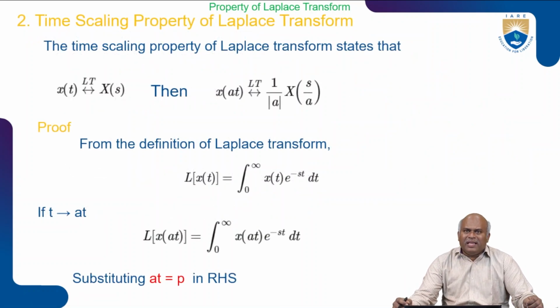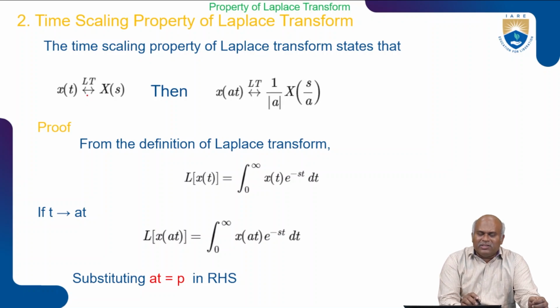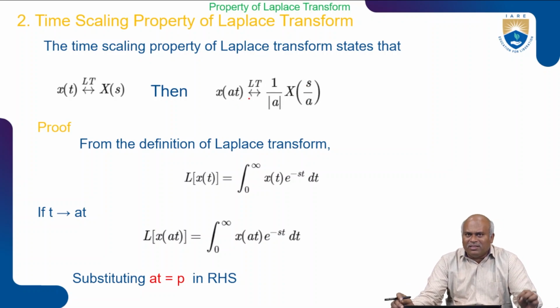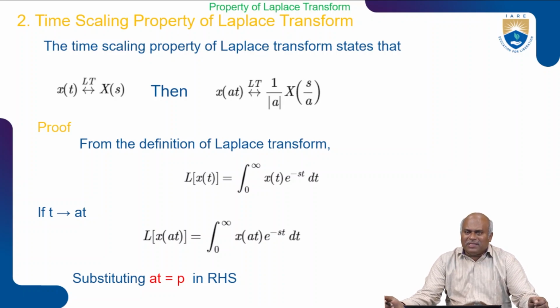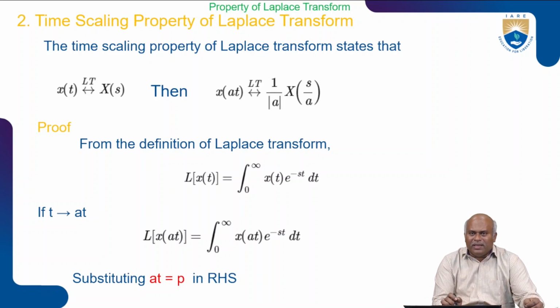Next, the time scaling property of Laplace transform. The time scaling property states that if x of t has Laplace transform x of s, then x of at has Laplace transform 1 by mod of a times x of s divided by a. If we multiply by any real constant in the time domain of the input side, the output of the Laplace transform is represented as 1 by mod of a x of s by a. We need to prove this statement.